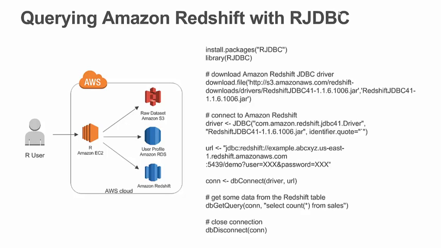So in R, you can install the R JDBC package to load the Redshift JDBC driver and then send SQL queries to Amazon Redshift. The difference here between Python UDF and R in this specific scenario is that you have to take data out of the database to do your analysis.